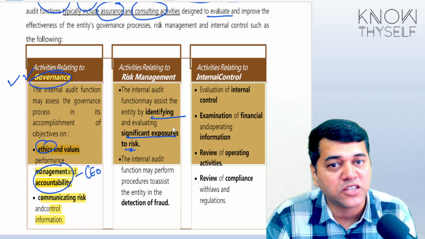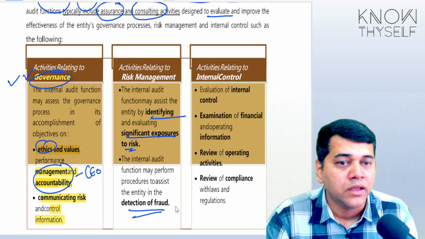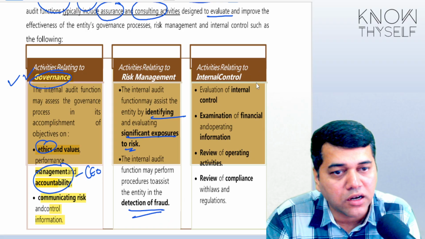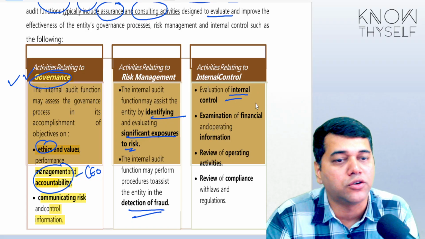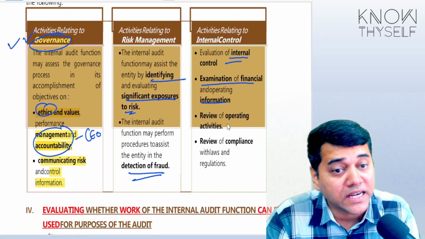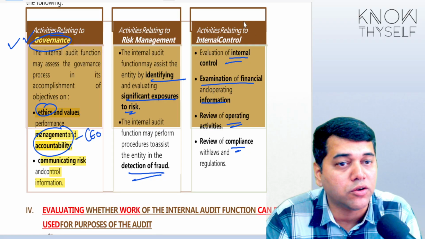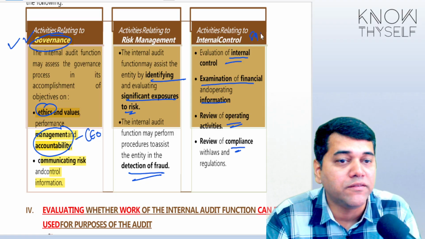Okay, as part of the consultancy they can do detection of fraud. And activities relating to internal controls are also given, like evaluation of the controls, examination of the financial and operating information, operating activity, review of operating and compliance. So here I have to talk to you about something called SA 315.